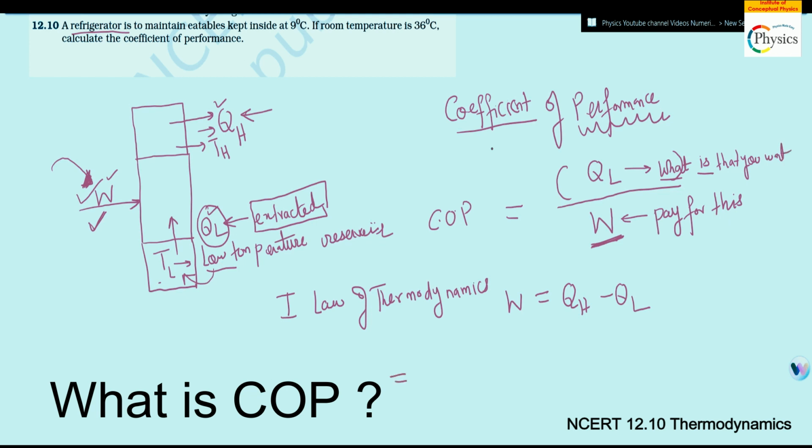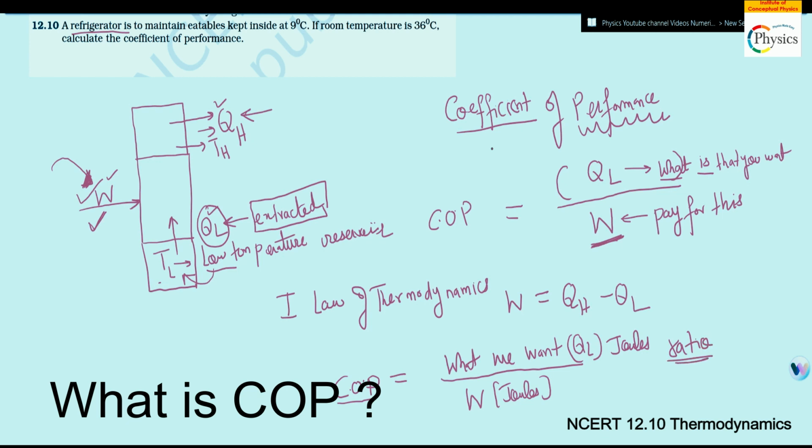So if I were to write what we want, extraction of heat from low temperature reservoir. How do we achieve it? By spending money, by doing some work. That's your coefficient of performance, right? This is also in joules. The money you spend, what you want, removal of heat. This is also in joules. So there is no units for COP. It's a ratio.